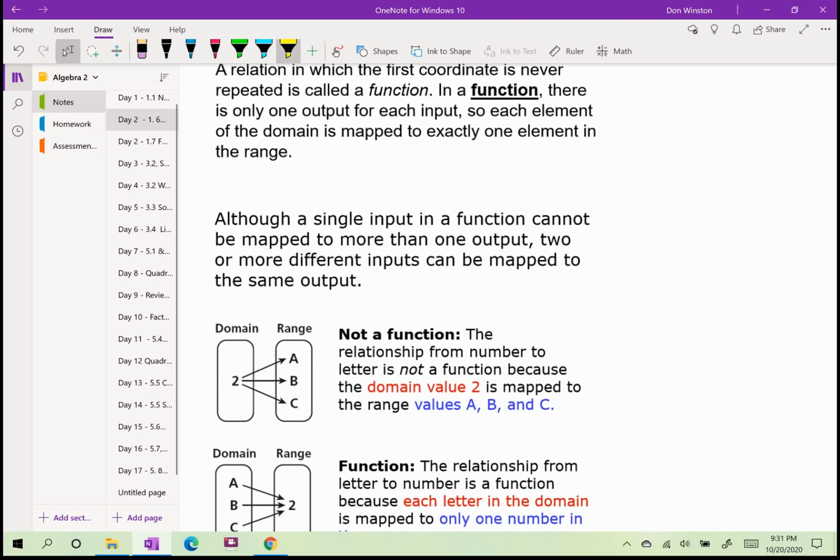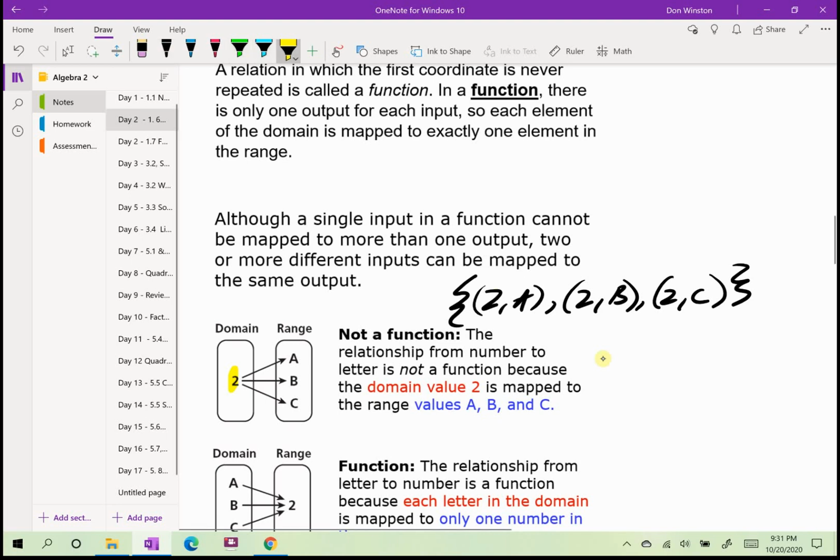So here we see that 2 gets mapped to A, it gets mapped to B, and it gets mapped to C. If I were to draw that as ordered pairs, 2 goes to A, 2 goes to B, and 2 goes to C. So notice here I have one x, or 2, going to different y's. 2 goes to A, 2 goes to B, and 2 goes to C. That is not a function.